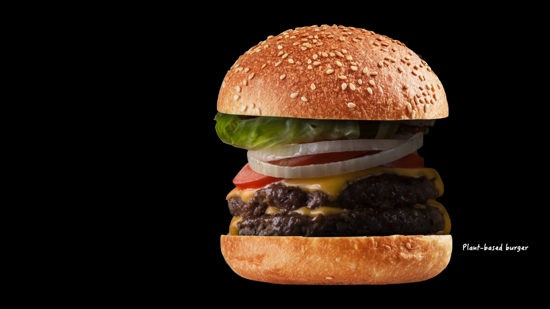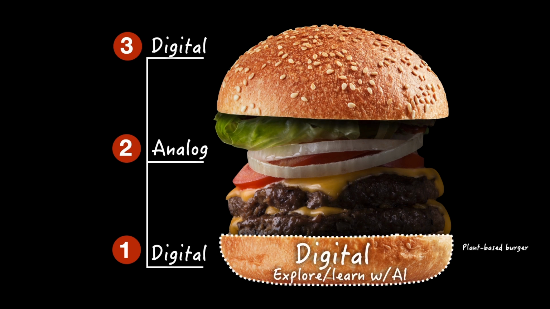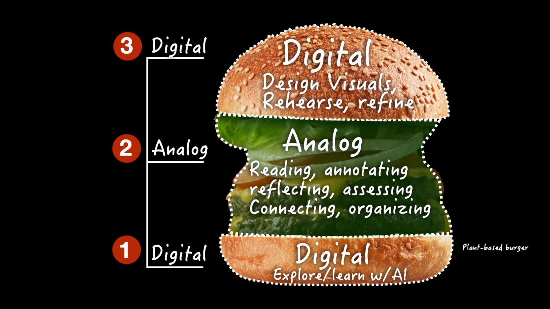So this analog sandwich kind of reminded me of a cheeseburger or a plant-based cheeseburger. The bun at the bottom is where we start. Relatively short time is spent there, but we are learning and, more importantly, getting the resources to go on to the second part, which is the analog, where we spend a lot of time reading and making connections and getting organized, and then finally going back to the computer to use something like slideware to create our visuals.